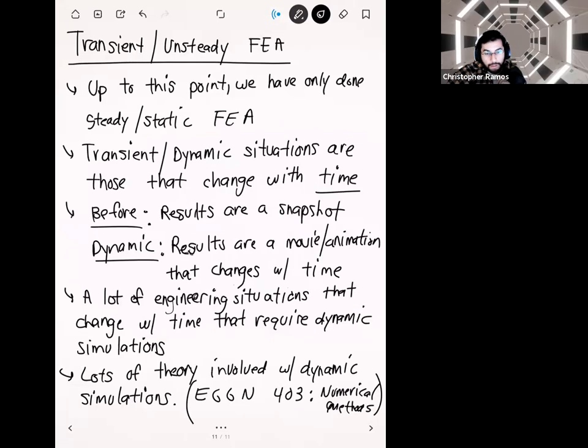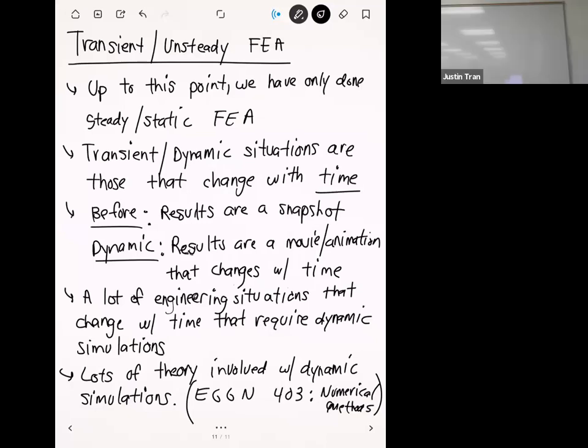Dynamic simulation. Could we also simulate how many cycles a component can withstand before it fails? That's different. That's called fatigue analysis, and we'll cover that at the very end of the semester, because I think there's a lot of interest in it. That uses a different tool.